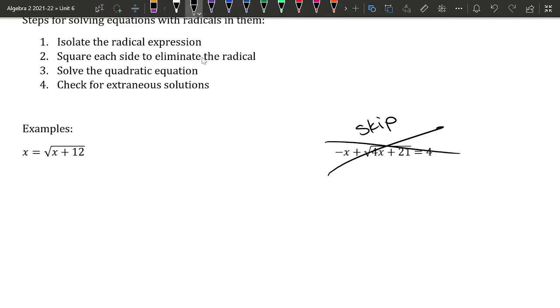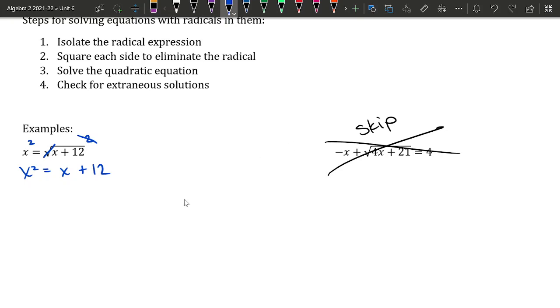So the first one, we're following the same steps as yesterday. Isolate the radical. It's already isolated. On the right, it's just the square root. So then the next step is to square both sides to cancel out the radical. Square root squared cancel. So x squared equals x plus 12.